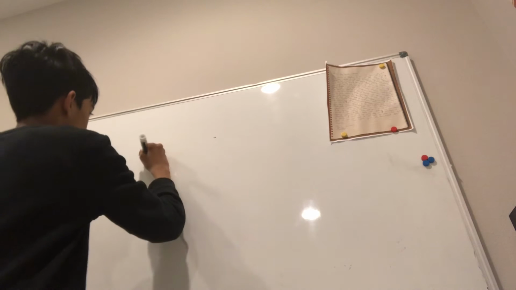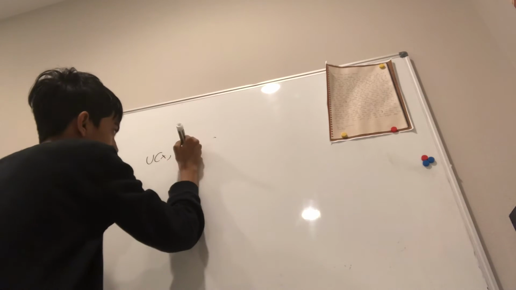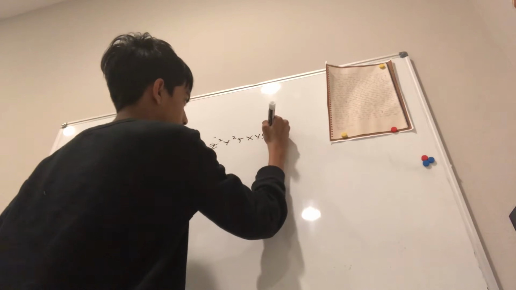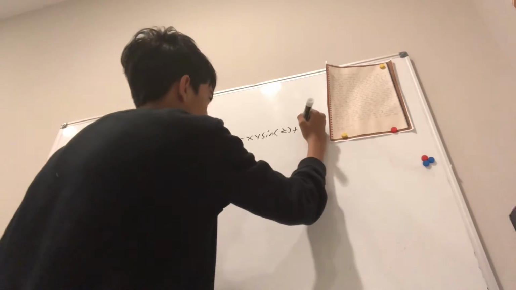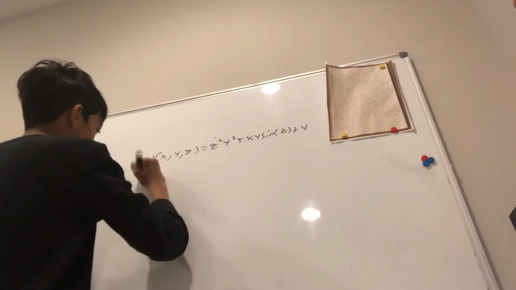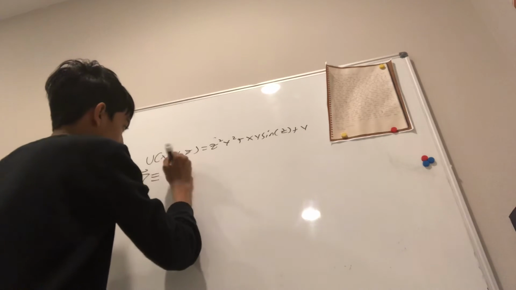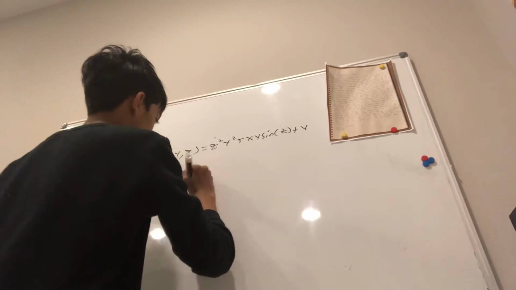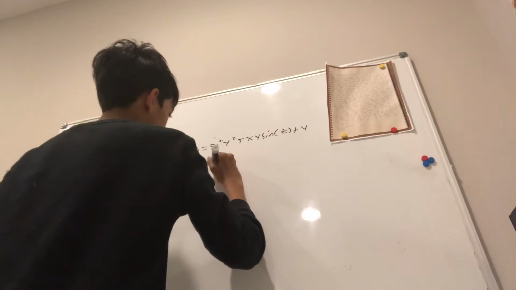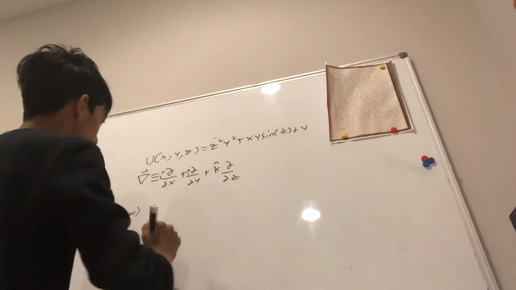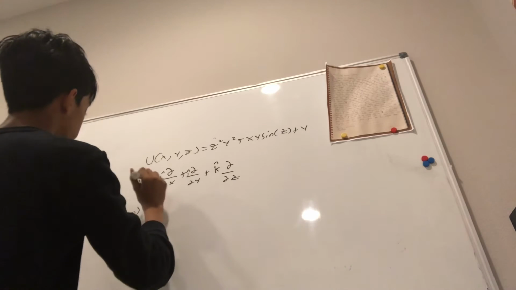We could also, so let's say we have our u of x, y, and z is equal to z squared y squared plus xy sine z plus y. So what exactly would the gradient be? Well, we know that the gradient operator is defined as the partial derivative with respect to x times i hat plus the partial derivative with respect to y and j hat plus k hat times the partial derivative with respect to z.